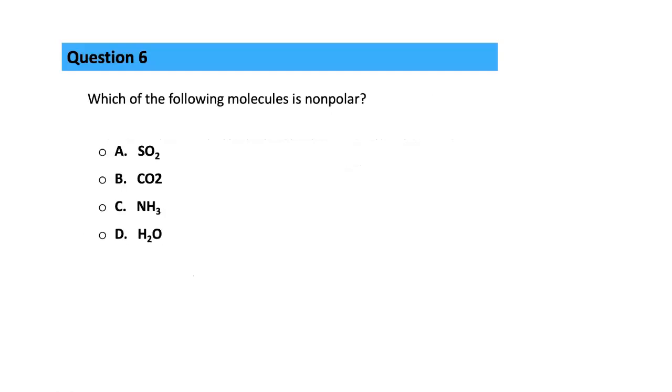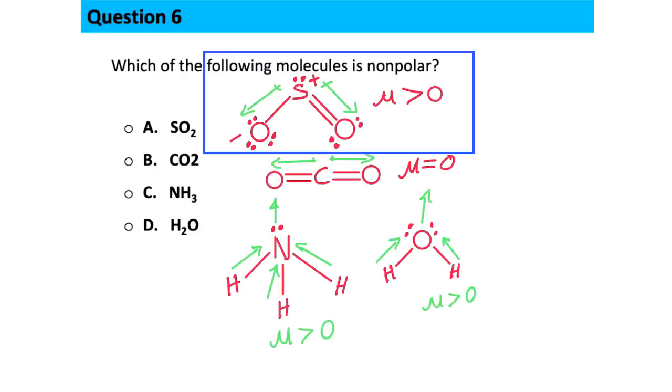Question 6. Which of the following molecules is nonpolar? Let's see the overall charge distribution of each molecule. The sulfur dioxide structure is like this. The molecular geometry is bent, and the charge distribution is slightly negative on oxygen atoms and slightly positive on the sulfur atom. There is a net dipole moment towards the oxygens. Therefore, sulfur dioxide is polar.